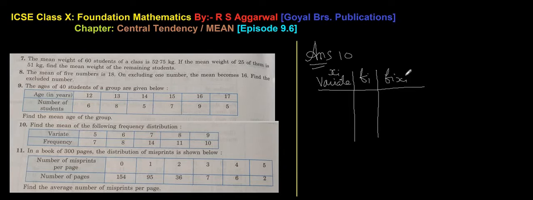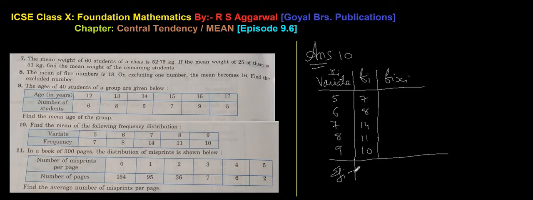So fi xi. The variate is how much? 5, 6, 7, 8 and 9. The frequency is 7 for 5, 8 for 6, 14 for 7, 11 for 8 and 10 for 9. What do we have to do first? We have to find out the total frequency. So sigma fi will be 7 plus 8, 15. 15 plus 14, 29. 29 plus 11, 40. 40 plus 10, 50. So here we got 50.